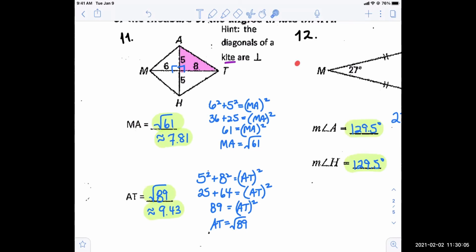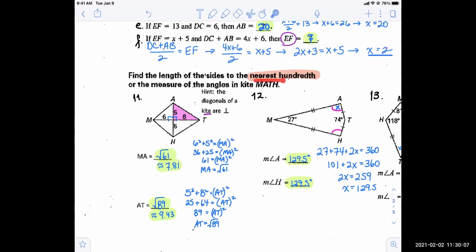I typically will not ask you to round, but the instructions here said to round, so that's what it is. But I typically am going to ask you to leave your answers as simplified radicals, especially like the distance formula stuff. I want simplified radicals.